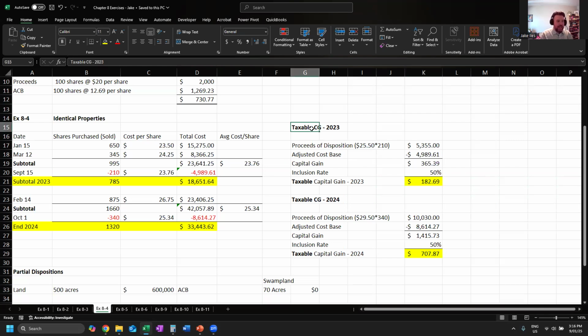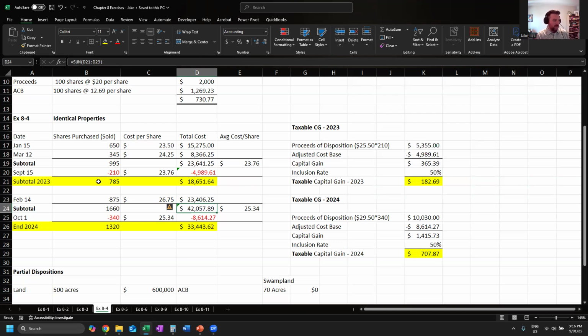So that's our taxable capital gain in 2023 based on our transactions. Now this is our cost base moving forward. On February 14th of the next year, we bought some more shares, 875 for $26.75 each. That's a total cost of $23,406. We spent that money. Our cost base was already $18,651. So when we combine that, our new cost amount is $42,000.